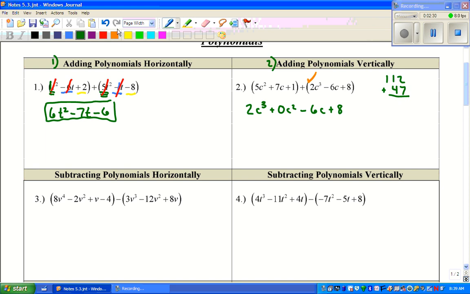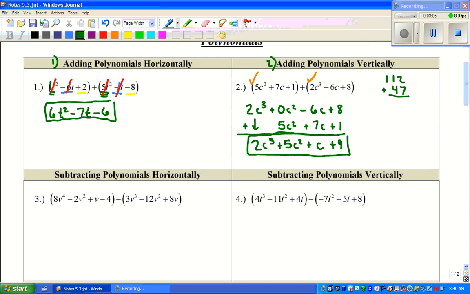And then below it, I'm going to write this one and match it up with its variables. So I'm going to write a 5c squared here, a plus 7c here, and a plus 1. What we want to do is add these. I'm going to add these two right here, and I get a positive 9. I'm going to add these two right here, and I get a positive 1c. I'm going to add these two right here, and I get a positive 5c squared. Then I just bring this down, and I have 2c to the third power. So you can do it either way that you want. I just wanted to show you both.